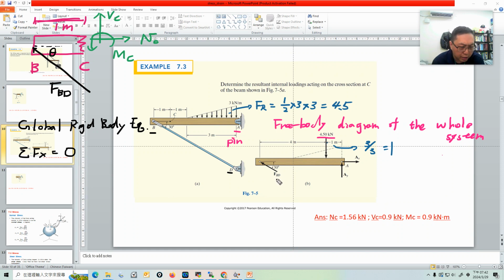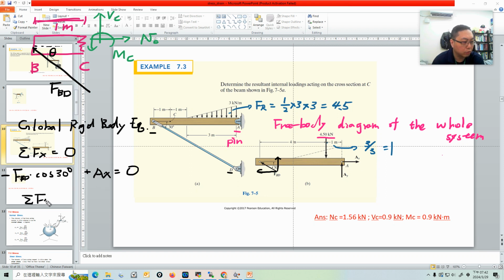Yeah, FBD cosine 30 degrees. It points to the left, so it's a negative sign. Be careful, the x component of FBD points to the left. And what else? We have Ax pointing to the right, and the total is equal to 0. Is this solvable? I don't think so.